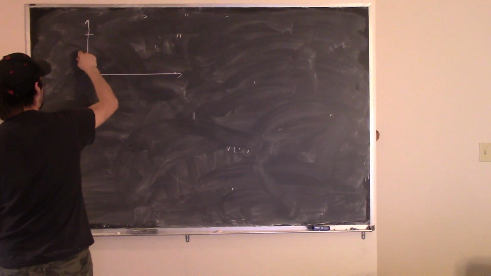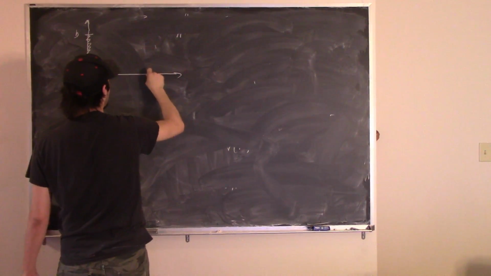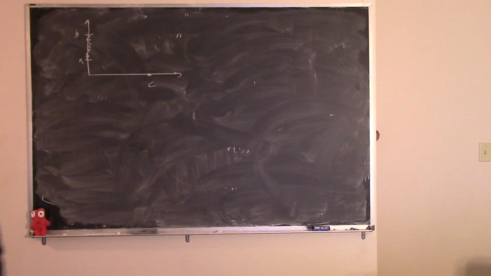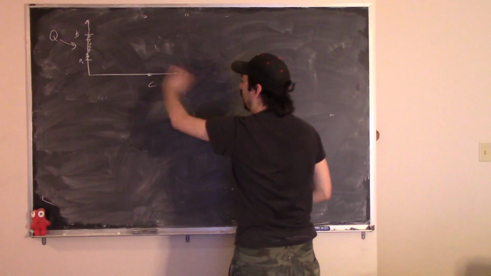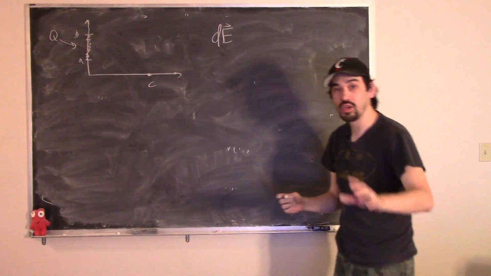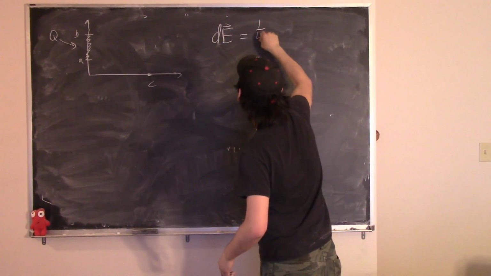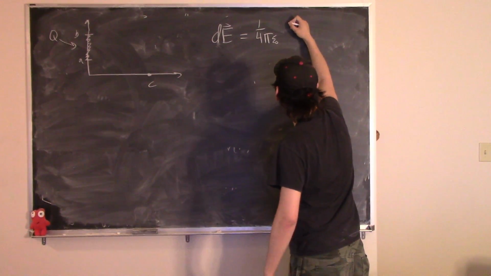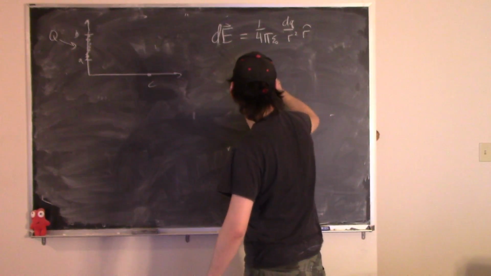So this goes from y equals A to y equals B, and then this is some point C along the x-axis. This is some charge Q that's uniformly spread. As always, when we have one of these problems, we want to find the electric field. We first start by writing down the equation for the infinitesimal electric field. So dE vector is equal to 1 over 4 pi epsilon naught times dq over r squared times r hat.